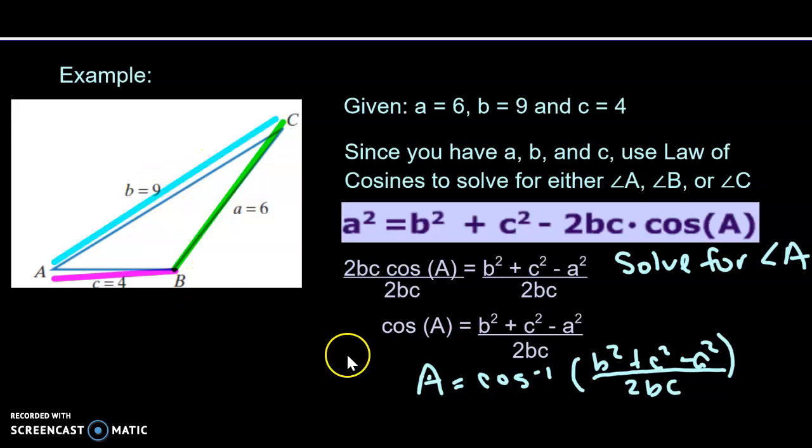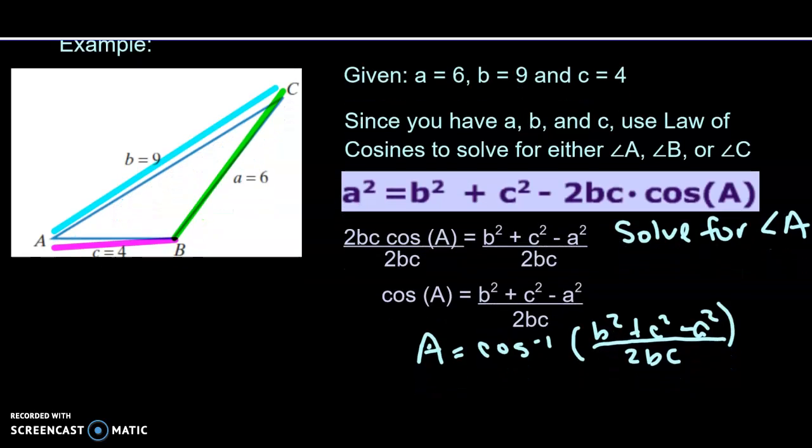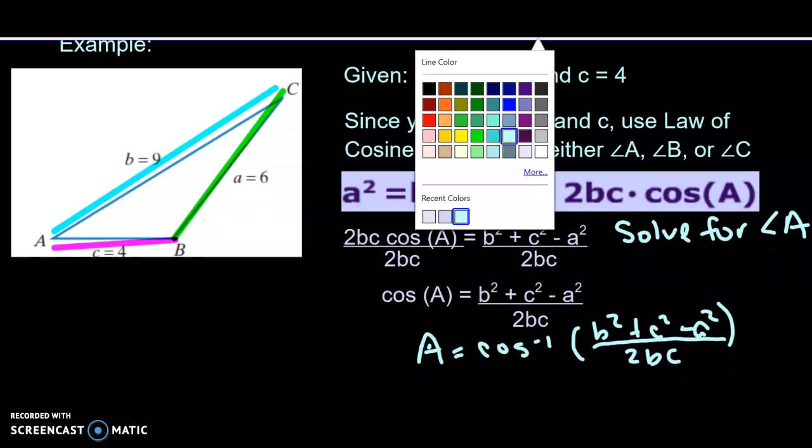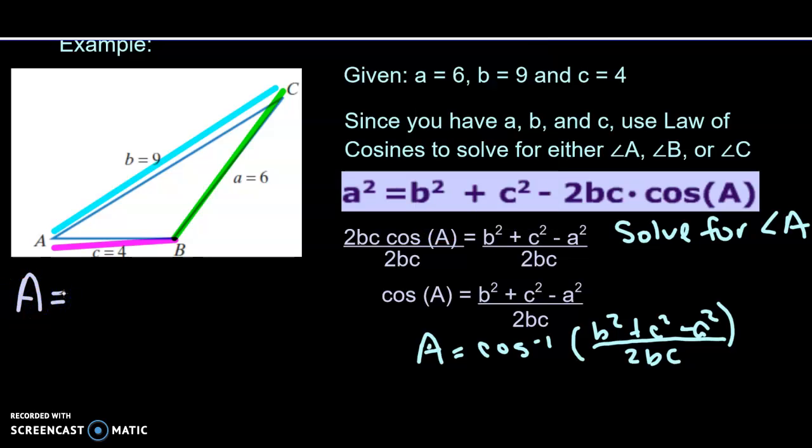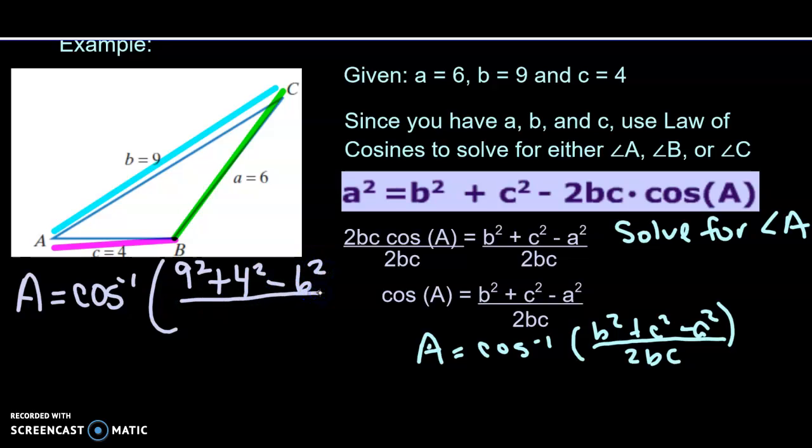For our case, to solve for A, I'm now going to plug in our values so you're able to see them. A would be cosine inverse. What does it say first? We put b squared. In our case, b is 9, so 9 squared plus c squared. C is 4. And a is 6, minus 6 squared, all over 2 times the value of b, which is 9, times c, which is 4.